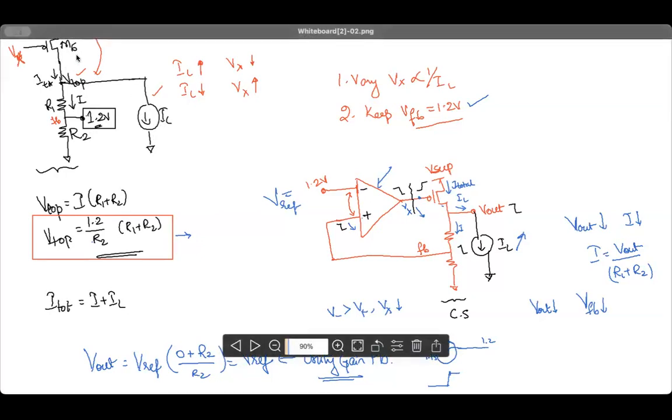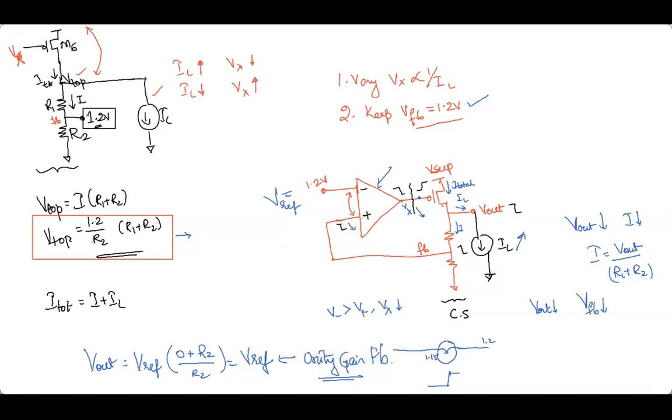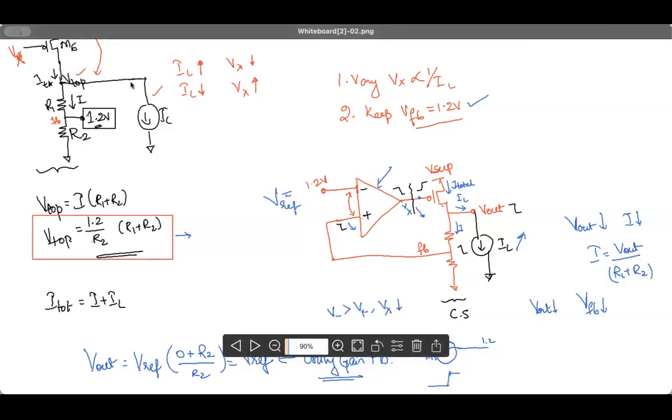And if IL varies, M6 must make some adjustments to make sure that it can give out such current variations as well. I clearly mentioned earlier that VTOP is a constant voltage because there is only one I flowing through R1 and R2. If there is only one current flowing through R1 and R2, VTOP will have to be constant. It is nothing but I into R1 plus R2. Any variable current will have to flow through IL only, and VTOP will always be constant, meaning the VDS for M6 is a constant voltage.